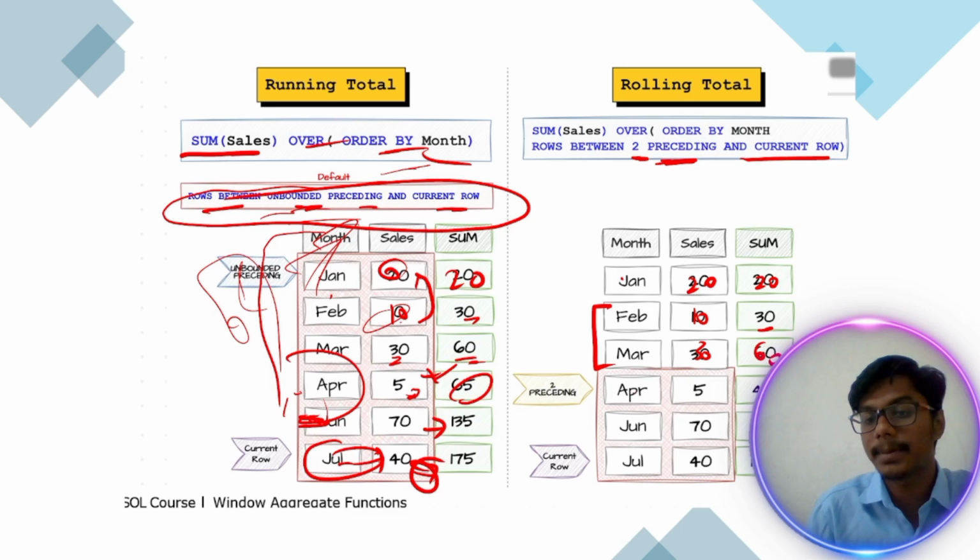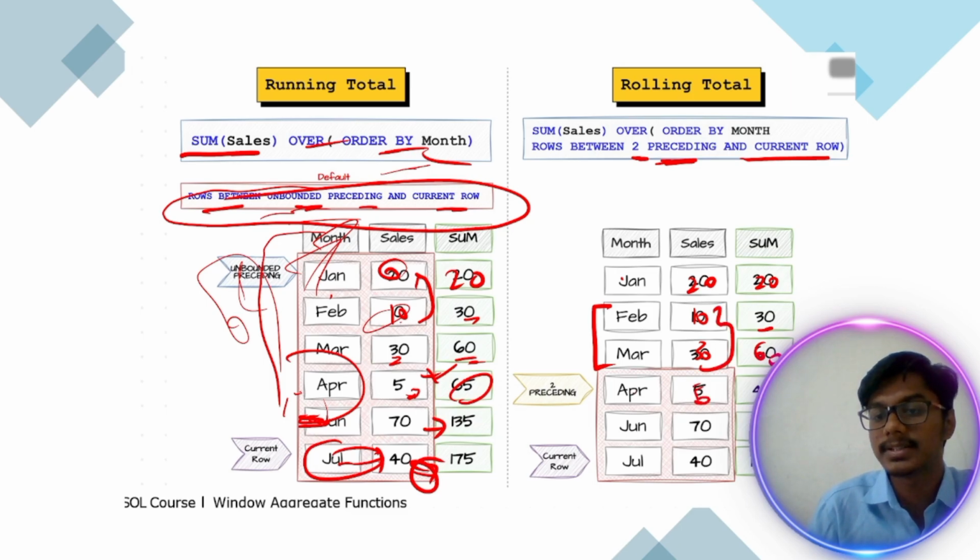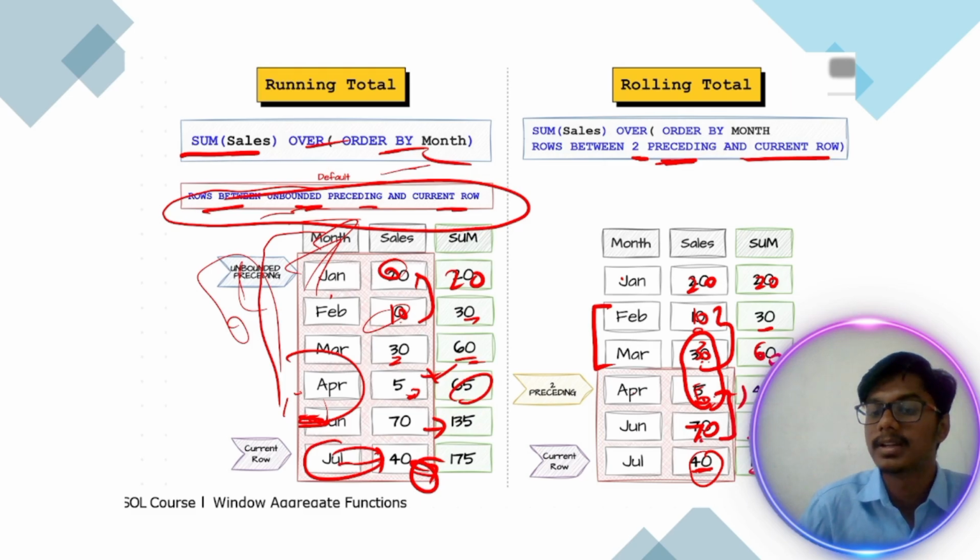For the April month, the sales is 5 and we want to do the 2 preceding: 30 plus 10 is 40, 40 plus 5 is 45. Likewise, in June month there are 70 sales, and for the 2 preceding we do 30 plus 5 is 35, 35 plus 70 is 105. Likewise in the July month the sales is 40. The 2 preceding rows are 70 plus 5, 75, and 40 makes 115.